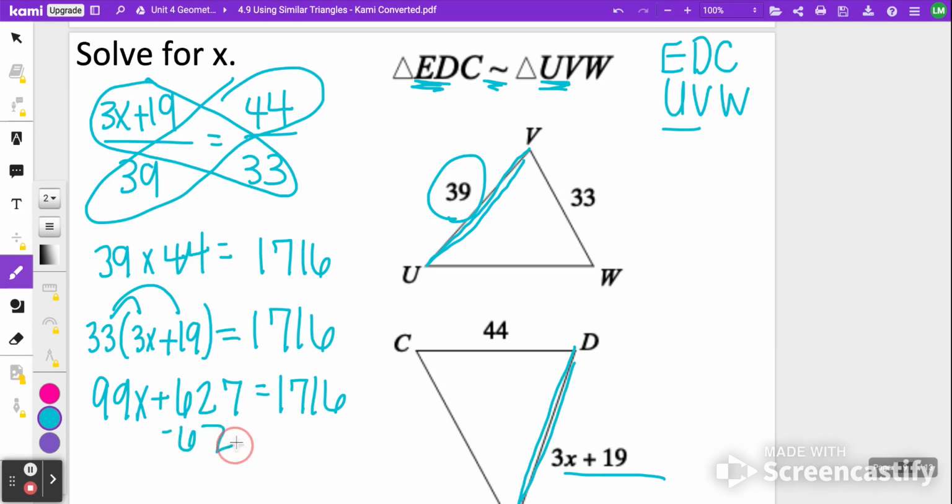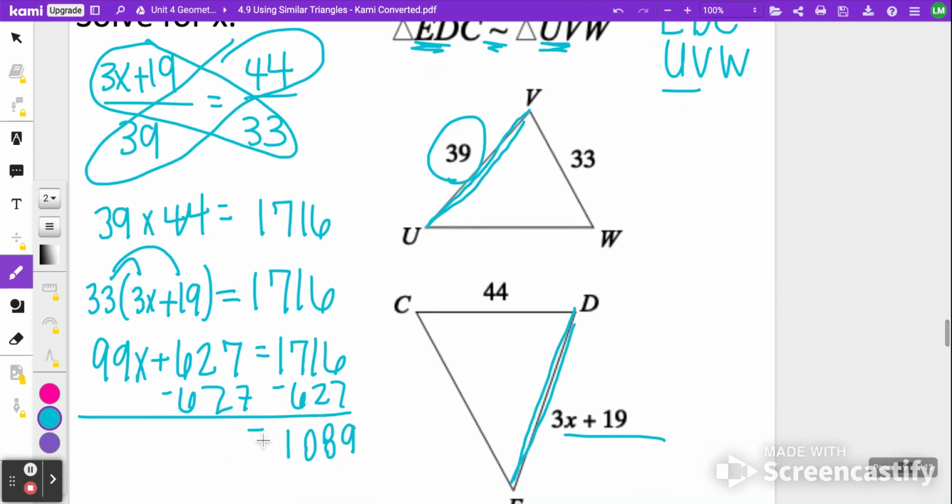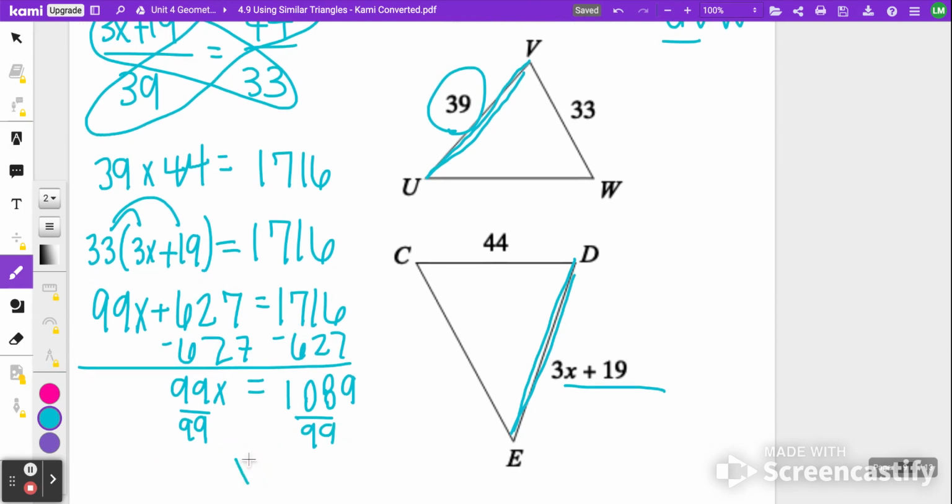Next, I'm going to subtract 627 from my 1,716. I get 1,089 is equal to 99x. Final step, divide by 99. Dividing by 99 gives us 11. So x is equal to 11. Okay.